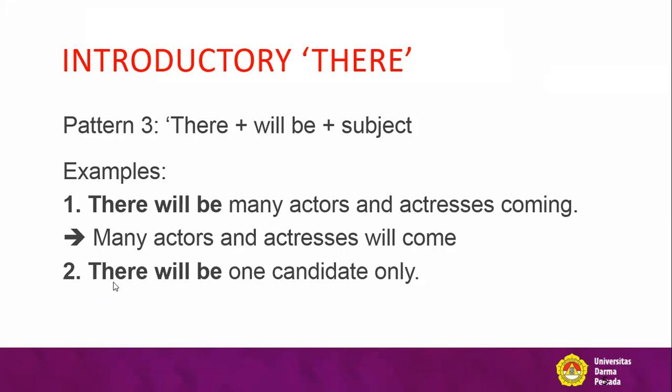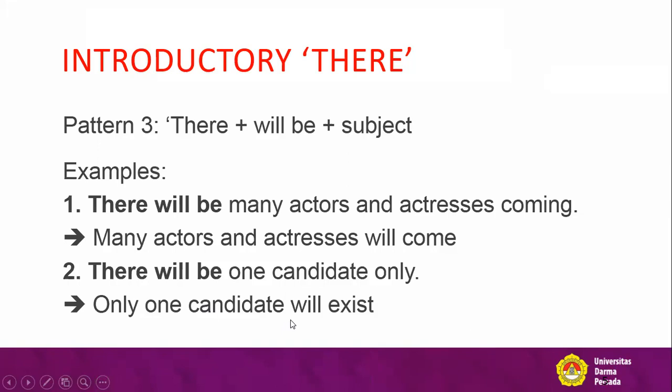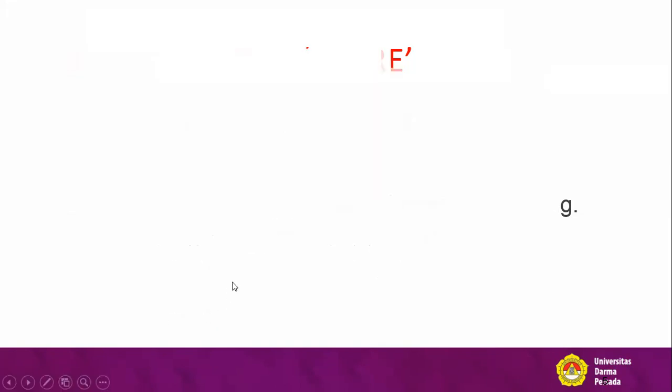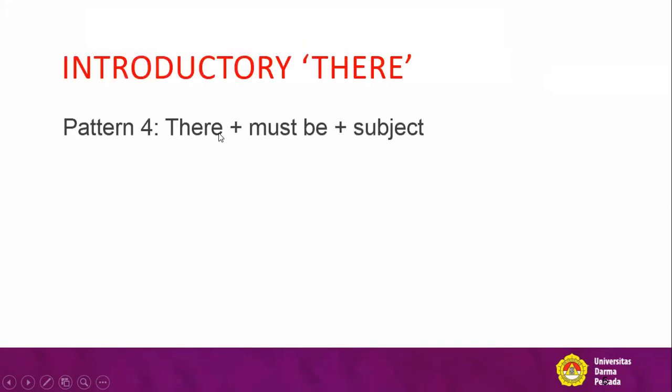We have the second sentence. There will be one candidate only. Let's say only one candidate will exist. Everybody, now we have introductory there, pattern 4, there, and then must be, and then subject.